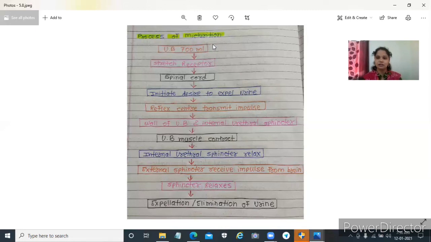This starts from the half-filled urinary bladder. Then it transmits information toward the spinal cord, the spinal cord receives that impulse, and again from the spinal cord it transmits the impulse, and the result is a series of reactions that occur here, and elimination of the urine takes place.